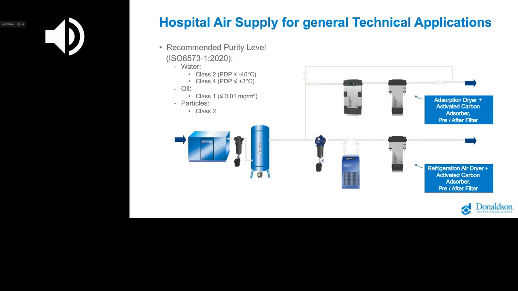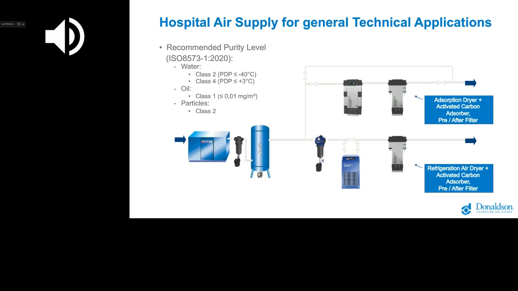Looking at the bottom system, where we see the refrigerant dryer, this system would be very suitable for things such as workshops, vehicle maintenance, general compressed air usage, and will give you a quality for water of basically class 4, which is a +3 degrees C pressure dew point, and oil and particulate. Oil is class 1, and particulate is class 2. So it's a very high level and high quality compressed air, even for what can be quite a basic application.